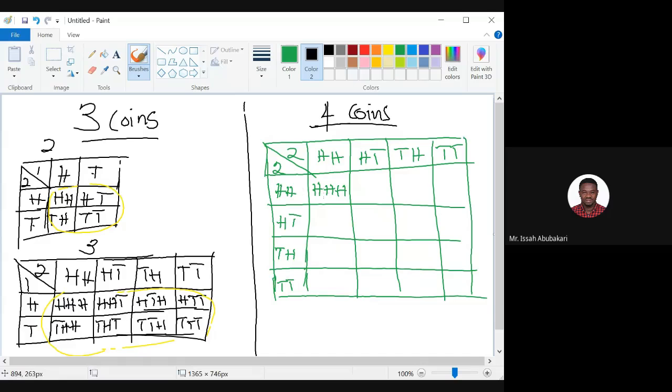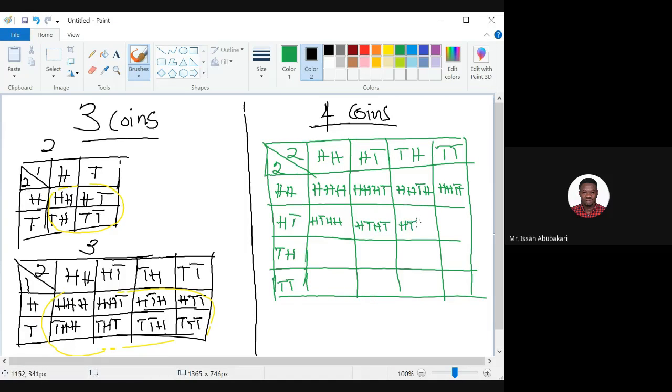So you have 4 heads, then 3 heads and 1 tail, 3 heads and 1 tail. 2 heads, tail and head. 2 heads, 2 tails. Right? 1 head, 1 tail, 2 heads. 1 head, 1 tail, head and tail.